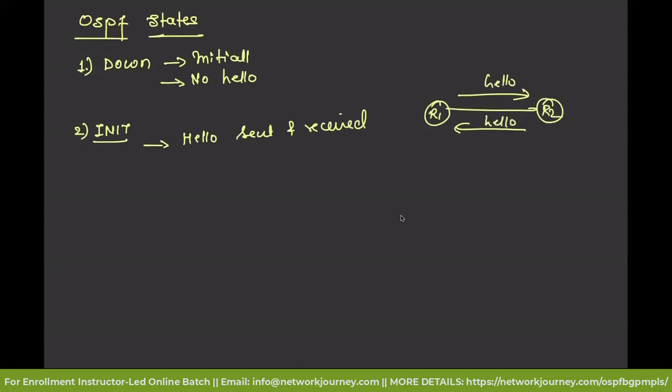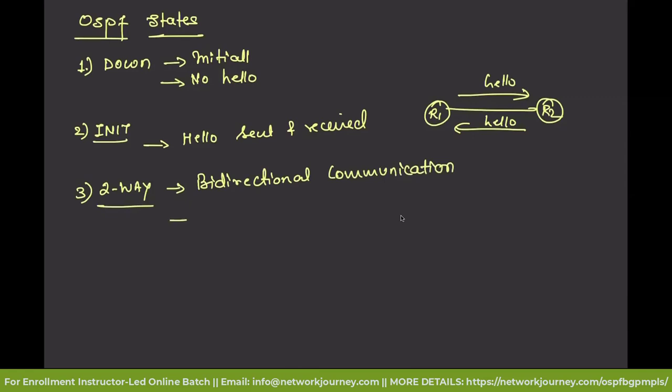As soon as you get the hello from your neighbor, it's going to go to the next state, which is the two-way state, where you will have bi-directional communication. What is bi-directional communication? It means you and your neighbor both get the hello of each other. But the difference between init and two-way, I think router one has its own router ID in the hello packet it will receive from R2, right? Again, each router which sends the hello inserts the router ID, right? Yes.